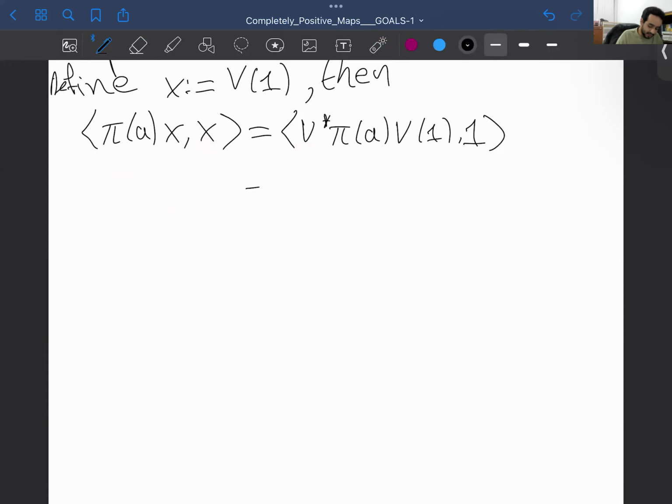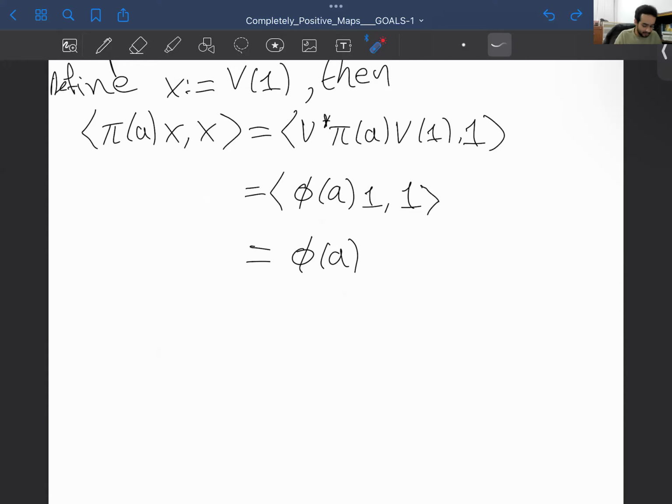And the Stinespring theorem tells us that this equals phi of A on one, and this is phi of A. So this is one of the conclusions of the GNS construction. X is the cyclic vector that is given by that construction, and thus the Stinespring theorem does indeed generalize the GNS construction.